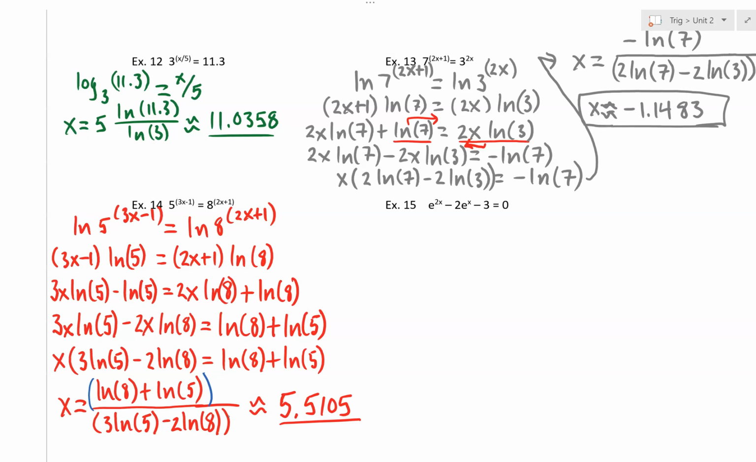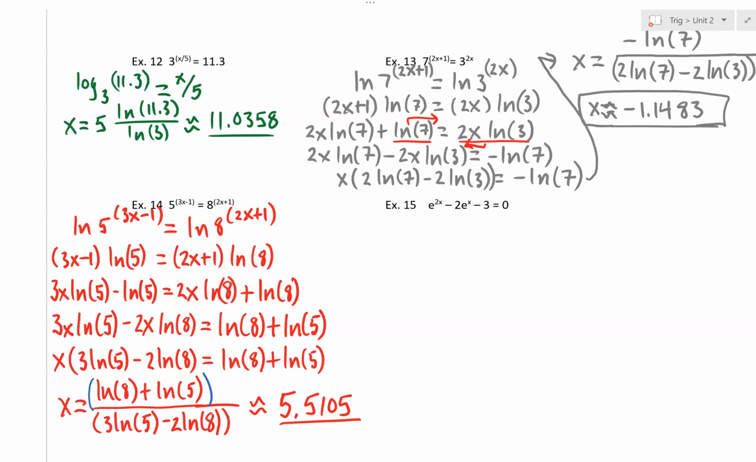How about the next one? So the next one looks a little bit different. It's e to the 2x minus 2e to the x minus 3. How would we go about solving a problem that looks something like this?